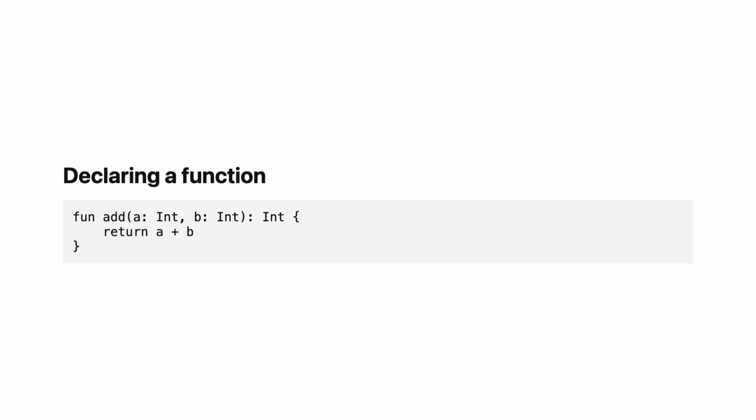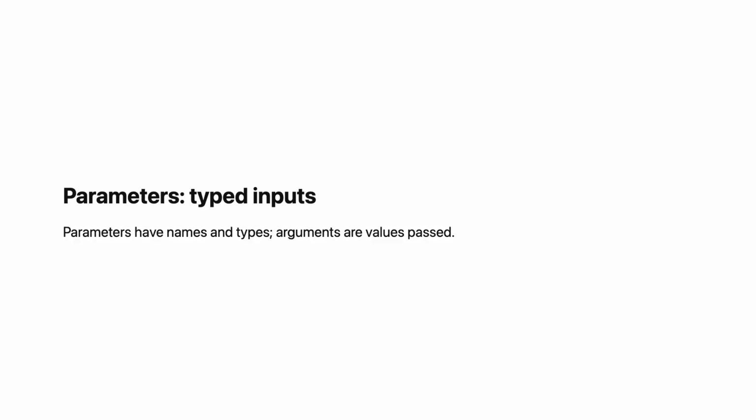Parameters are inputs to a function. Each parameter has a name and a type. The type is required. The compiler needs to know what kind of data to expect. Multiple parameters are separated by commas: fun add(a: Int, b: Int). Inside the function, parameters are like val variables. You can read them, you cannot reassign them. When you call the function, you provide arguments. These are the actual values for the parameters. add(5, 3) passes 5 for a and 3 for b. Parameters are how functions become flexible. The same function works with different inputs.